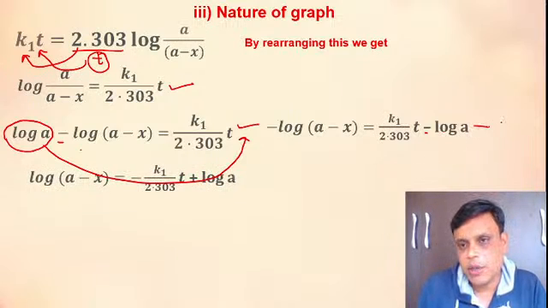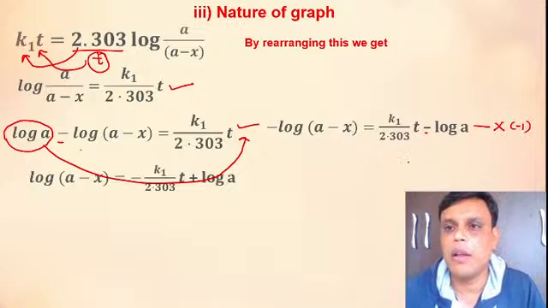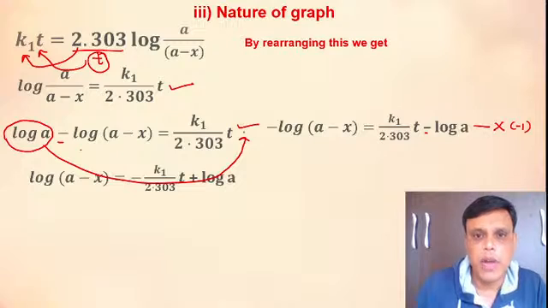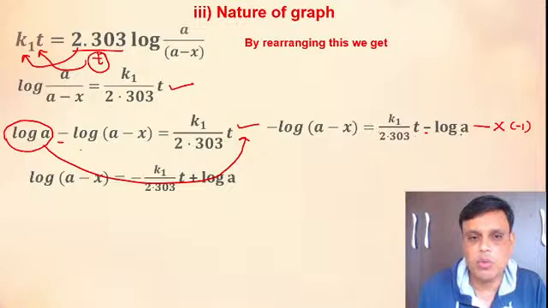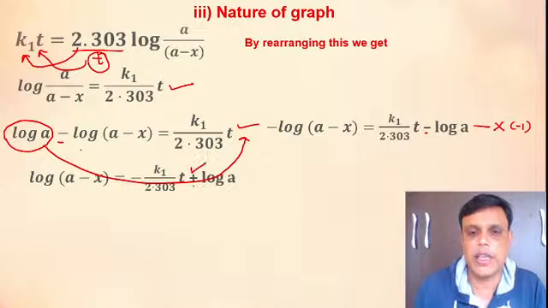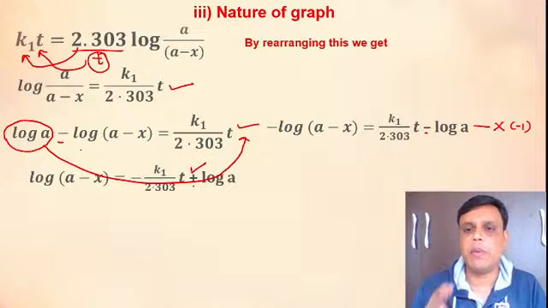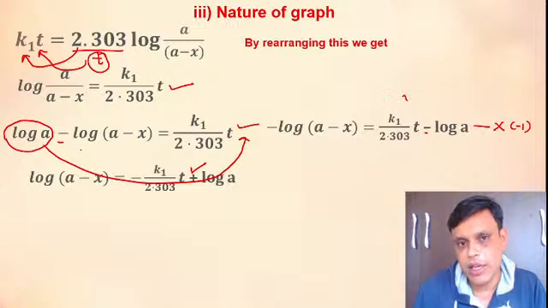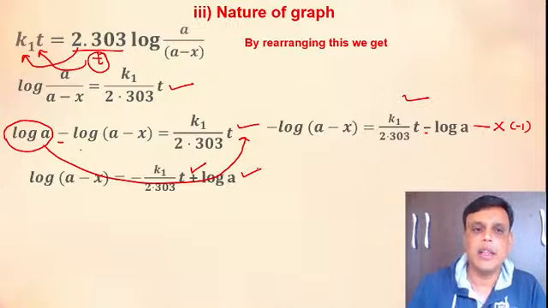We will multiply this equation by minus 1. So what will happen? Here minus minus will get plus log a minus x. यहाँ पे क्या था? Plus. Minus 1 will get minus k1 upon 2.303 t. यहाँ पे क्या था? Minus. So minus into minus 1 will get plus log a. So after multiplying this equation by minus 1, we will get this equation.